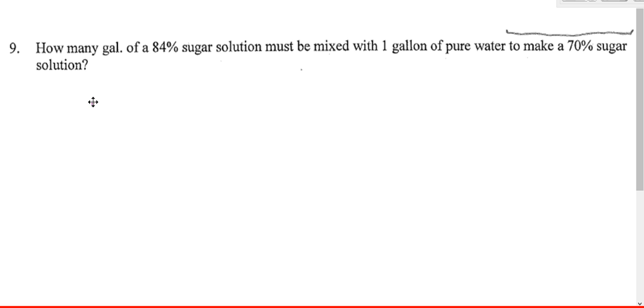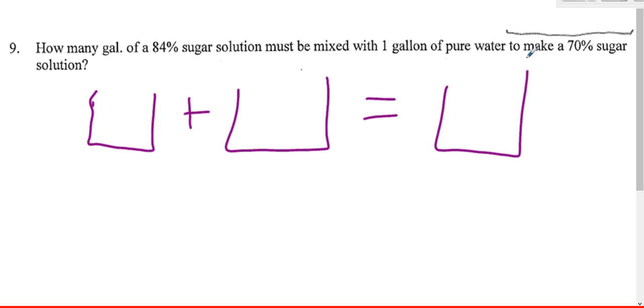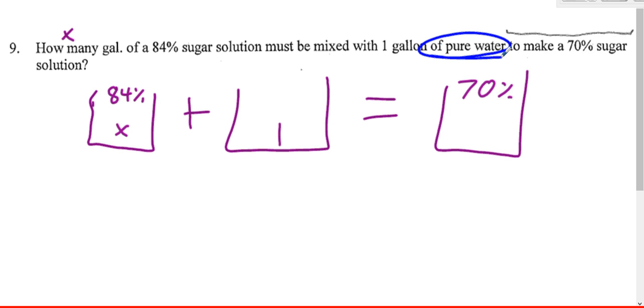It's a concentration problem, so I always start these with, we're mixing two things to get a combined total. The two things we're mixing: this is 84% sugar, and it says how many gallons, so we're going to call that X. And it says we're mixing that with 1 gallon of pure water to get 70%. We don't know how much we're going to have there either, sort of. So, the tricky thing about this is pure water. This is 84% sugar.